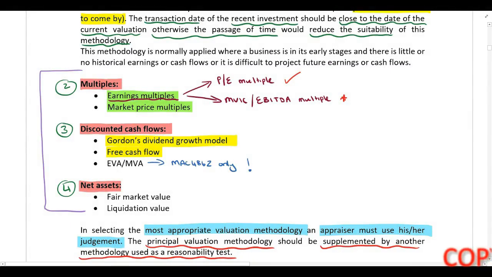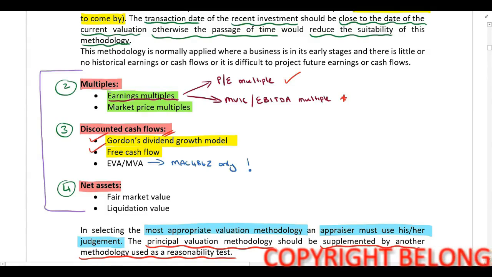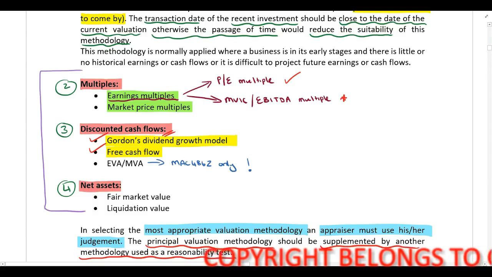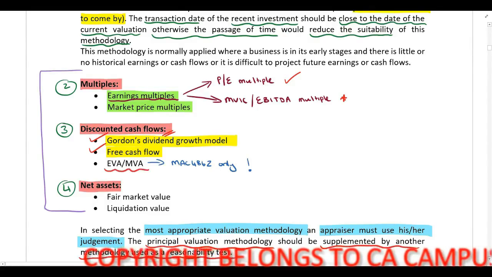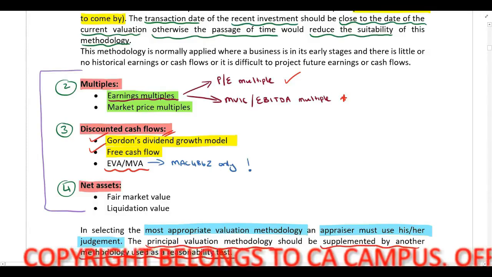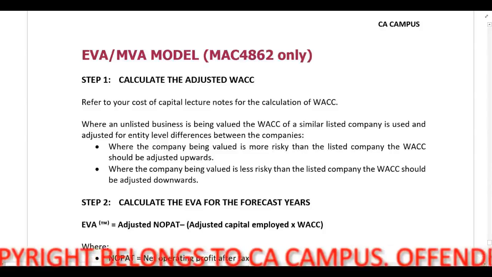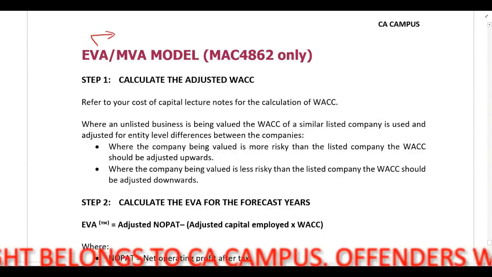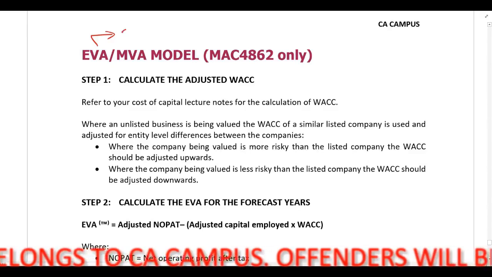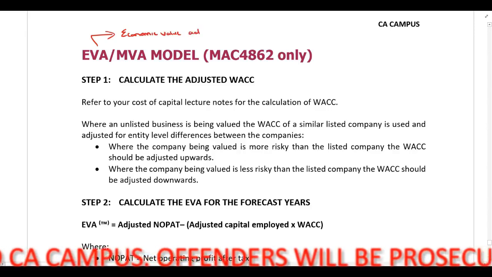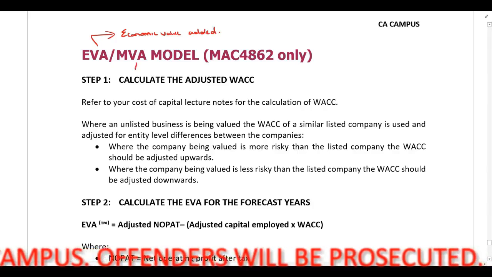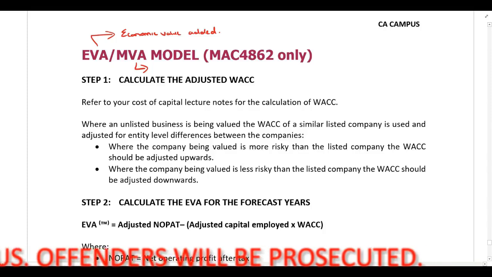If we want to perform a valuation using discounted cash flows, either we can use Gordon's dividend growth model or the free cash flow method, which we have already looked at. And in addition to that, for the level 2 students, we can also use the EVA or the MVA model. Now guys, EVA stands for economic value added. MVA is then market value added.